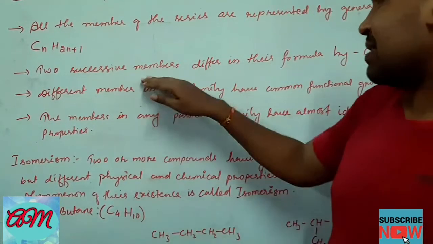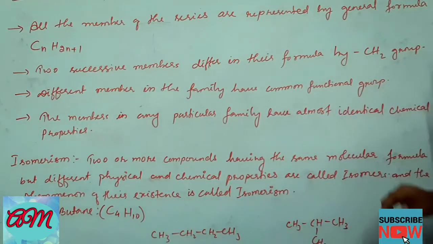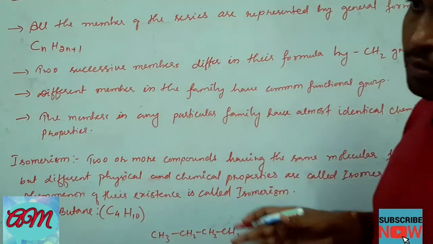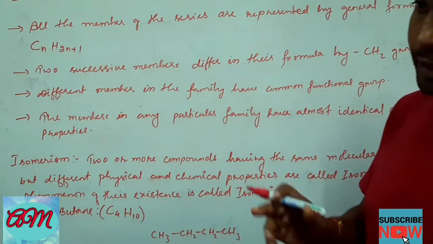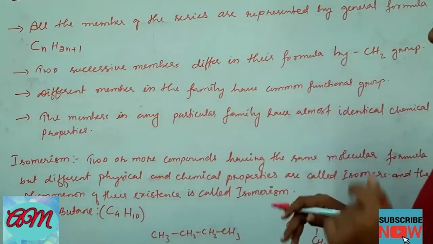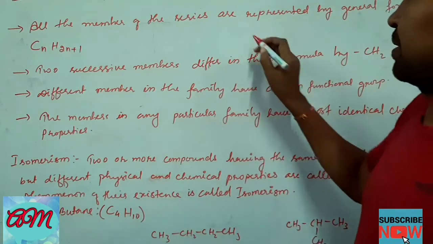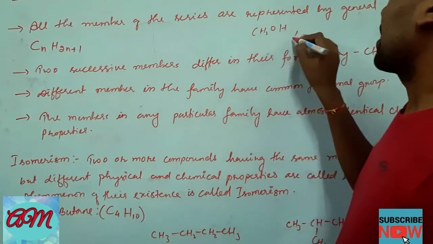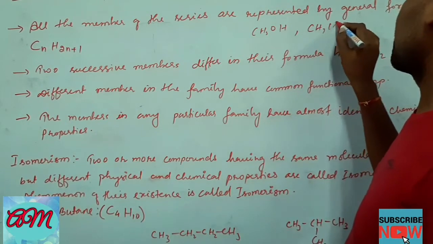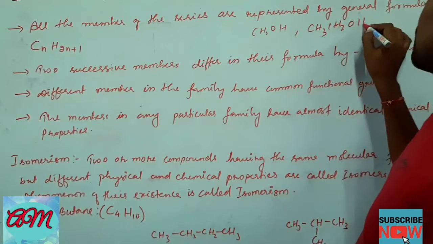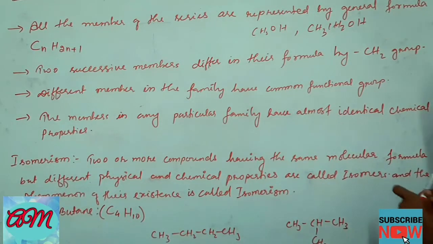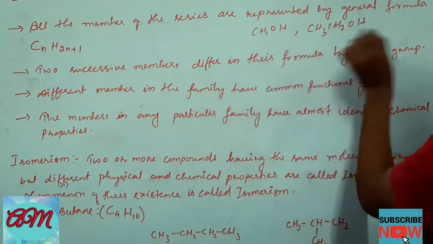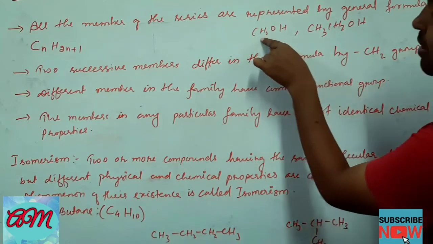Okay, two successive members differ in their formula by CH2. That means what? Two members of the family, there are different families, as I told you, like alcohol, aldehyde, ketones. So two successive members, suppose we are considering the alcohol family, then CH3OH, and another one is CH3CH2OH. So these are two successive members of which family? Of the alcohol family.